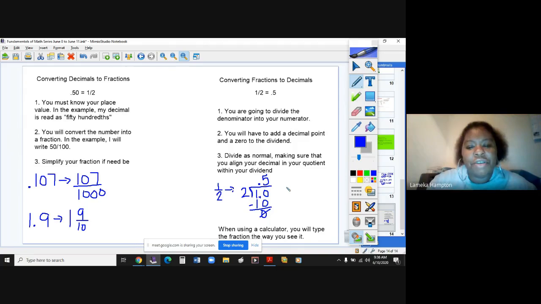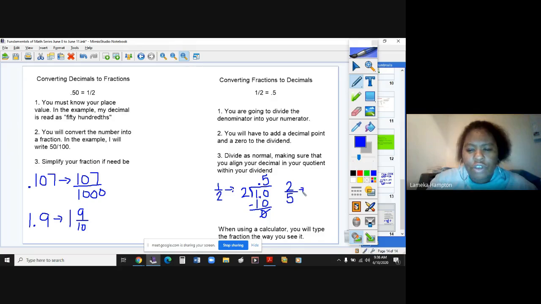All right, so let me pick another quick fraction here. Okay, I will do 2. Yeah, I'll do that one. All right. So I have 2/5, and I need to convert 2/5 into a decimal.